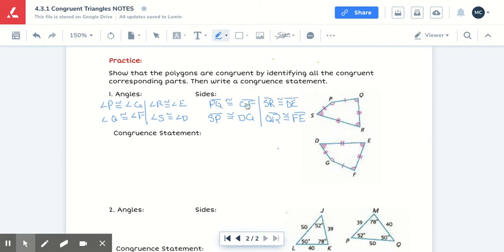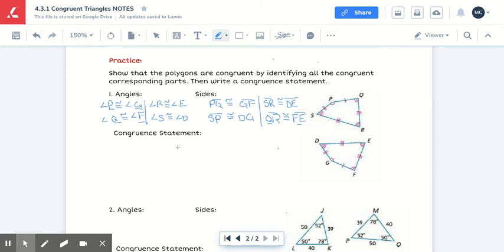So PQ and GF, SP and DG, SR and DE, QR and FE, matching them up, making sure you go from the correct angle to the correct angle. So P and G have to match up, and Q and F have to match up every time you do it. So Q and F over here.